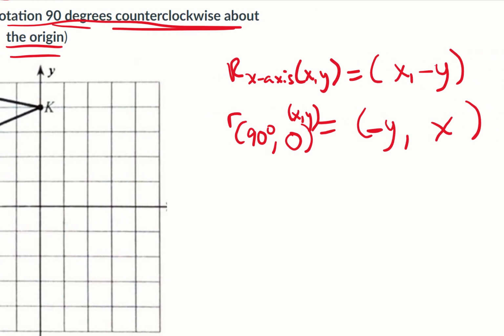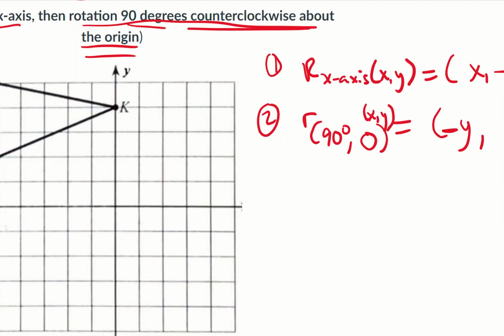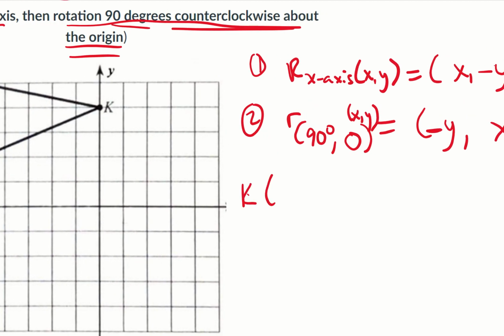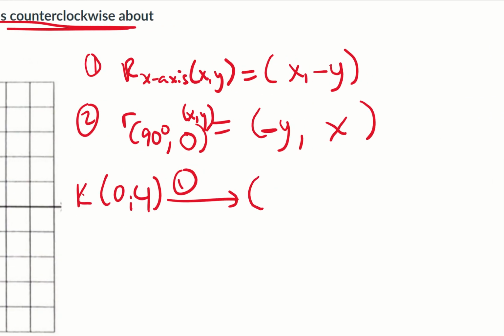So we got the transformations, and we know that this one goes first, this one goes second, right? So go ahead and transform K first. K was (0, 4). So if you perform the first transformation here, you're going to basically make the y negative. So (0, -4). That's what we did right here.